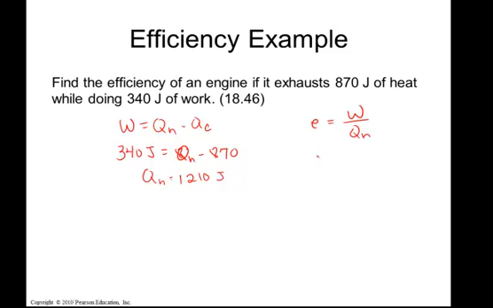So now I can go ahead and find my efficiency by taking my work, which is 340, divided by Q of my hot, which is 1210. And that means when I divide those, I can find my efficiency, which is 0.28. And the example that you have is 18.46, which is going to be similar to this.